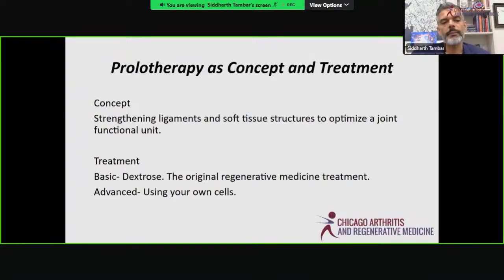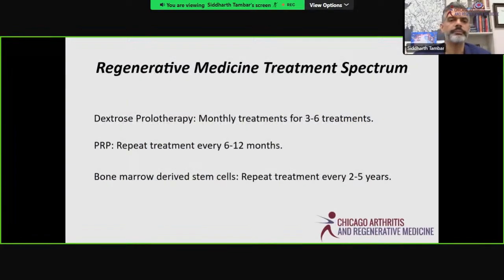As a treatment, you may hear of basic prolotherapy. That's where we use dextrose or sugar water. It's the original regenerative medicine treatment. It creates a mild degree of inflammation in the area that we treat, which starts a normal healing process. Then there's an advanced version of prolotherapy where we're using your own cells.